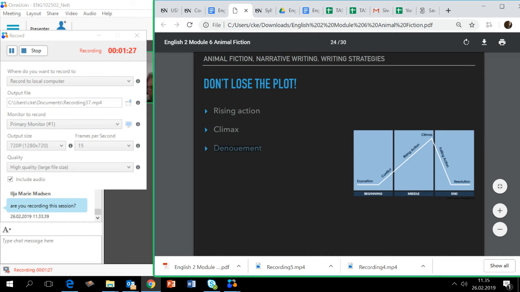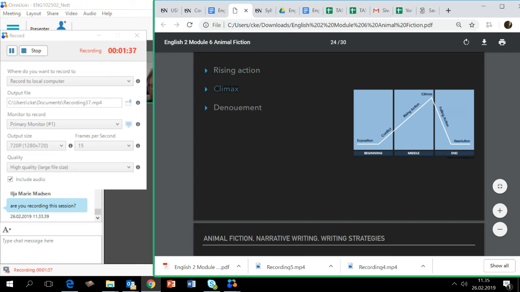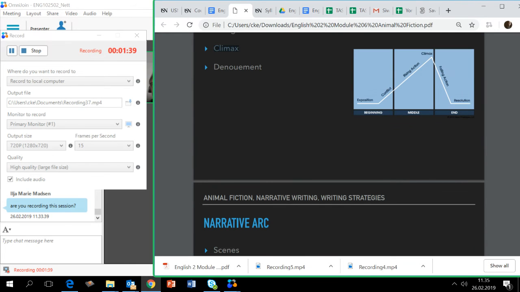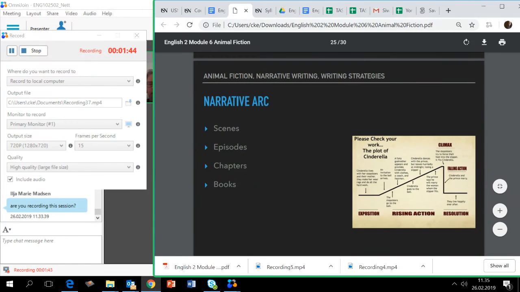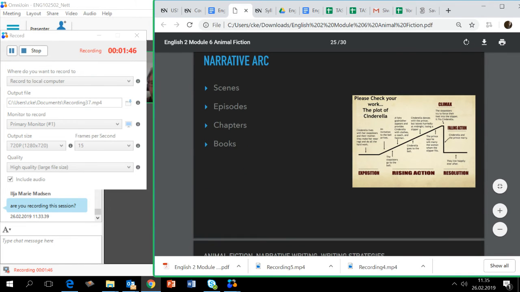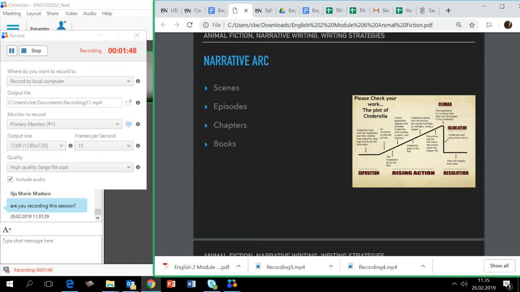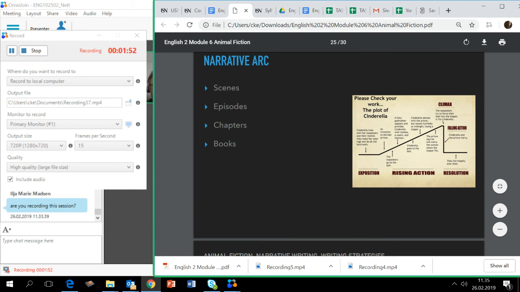Denouement, resolution, climax or turning point, rising and falling action, exposition and conflict. Really good ways of talking about films or about any stories and narratives. And you can see here we had these plot diagrams earlier when I talked about it, and they tend to follow this idea of a narrative arc through a story that you can play around with.